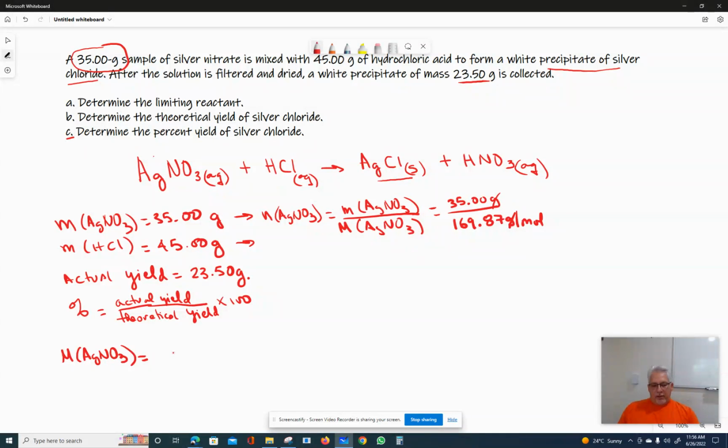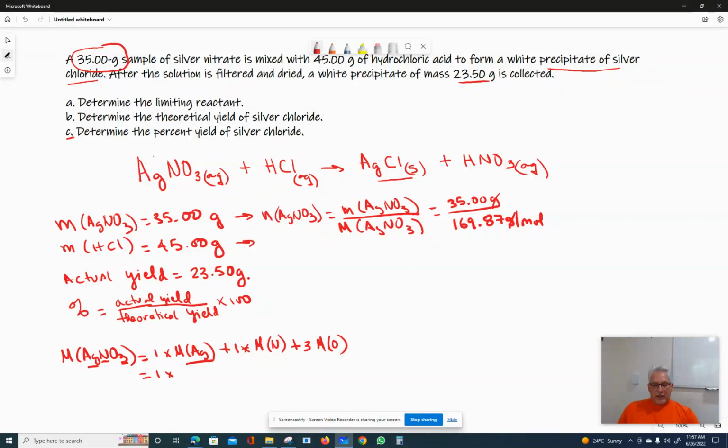I will do the following: one time, because I have one atom, times the atomic mass of silver. You need the periodic table for finding this. You need to check the periodic table. Plus 1, because we have only one atom of nitrogen, times the atomic mass of nitrogen, plus 3, because we have 3 oxygen, times the atomic mass of oxygen.